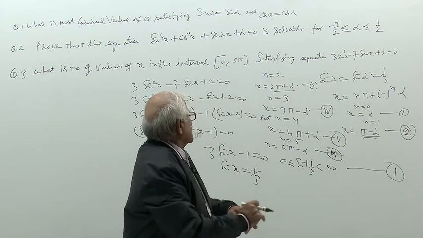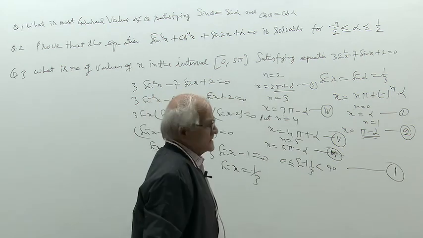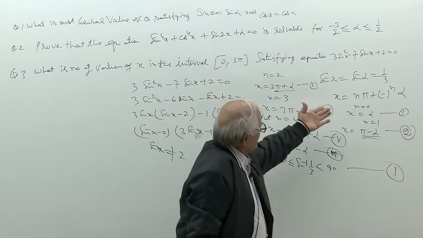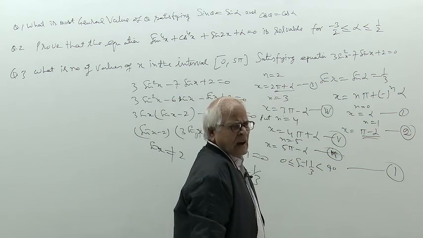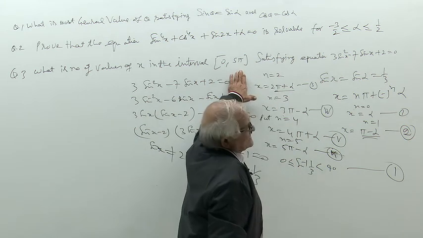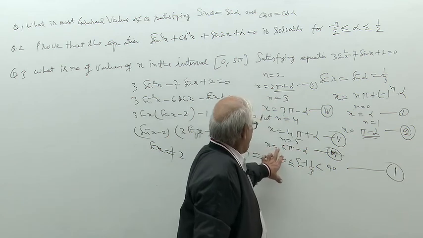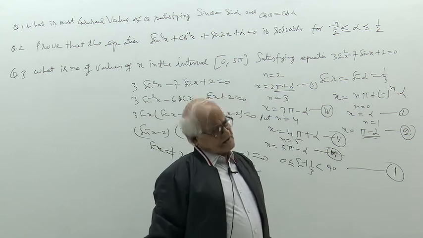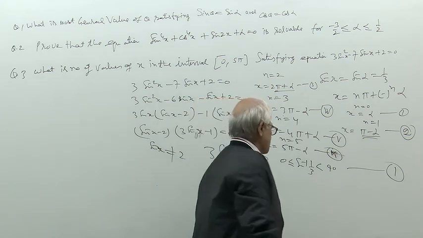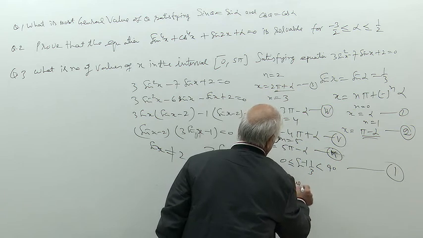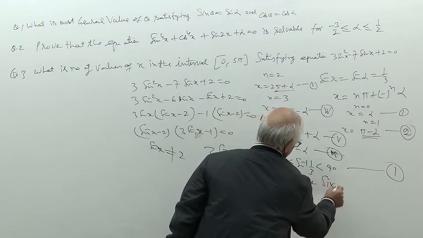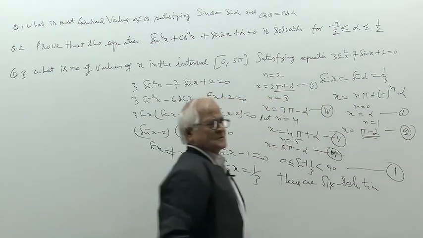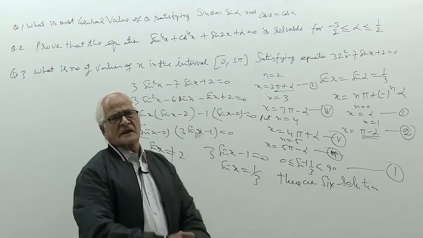If we now take n is equal to 6, it becomes 6 pi plus alpha, which is greater and does not lie in this interval. Only up to 5 pi minus alpha will lie, and this is the sixth value of x. Therefore, there are 6 solutions. Now, is it clear to the students? Not difficult.